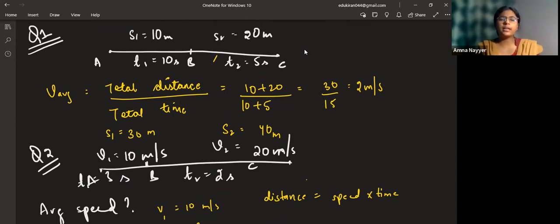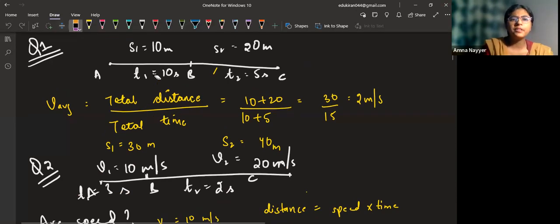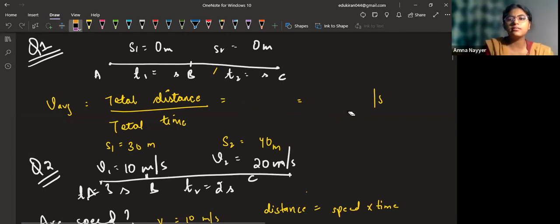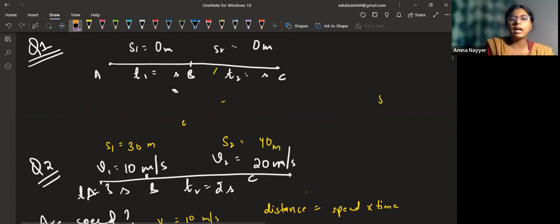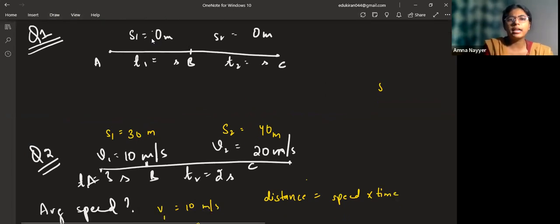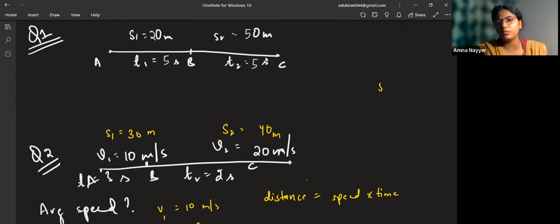Just for a quick review, let me change the data. Now at least you all should try and answer this. You should also try by yourself, check what your answer is, because in the last class I had solved the questions, you people haven't. So S1 is 20 meters, S2 is 50. This is 5 seconds and this is 5 seconds. Find the average speed.